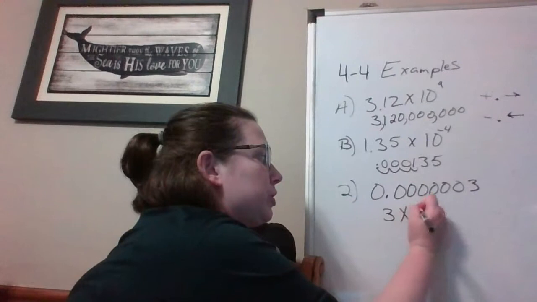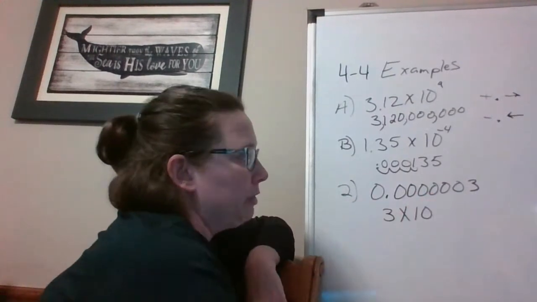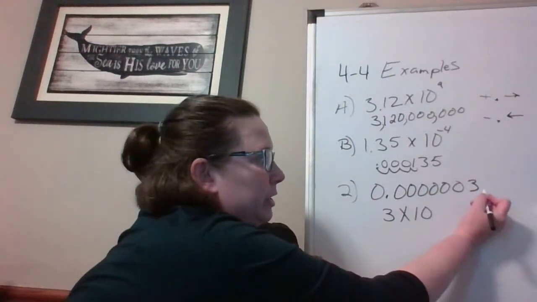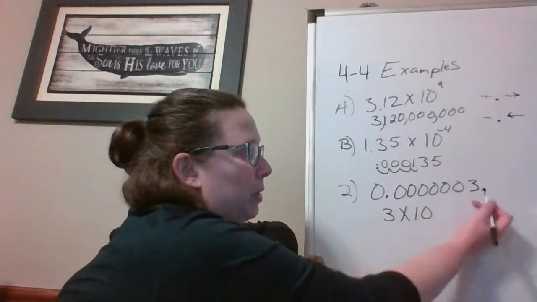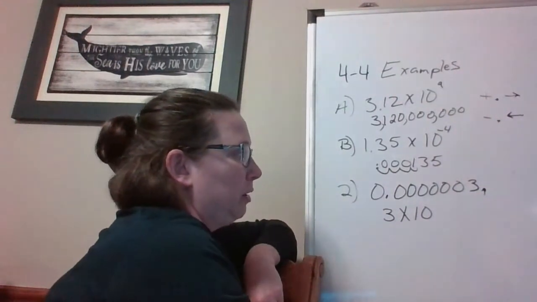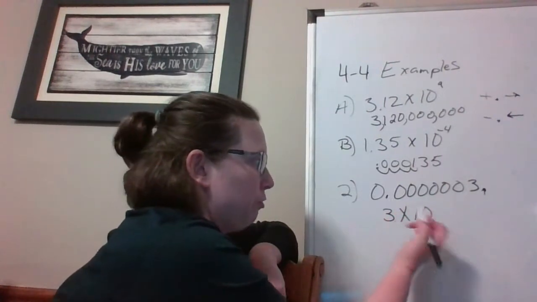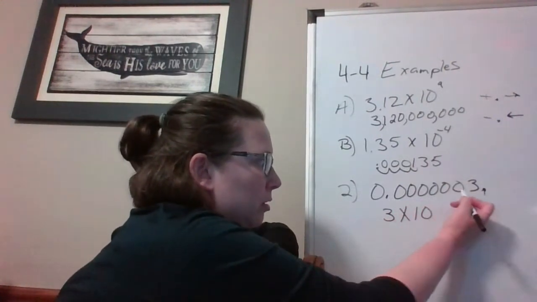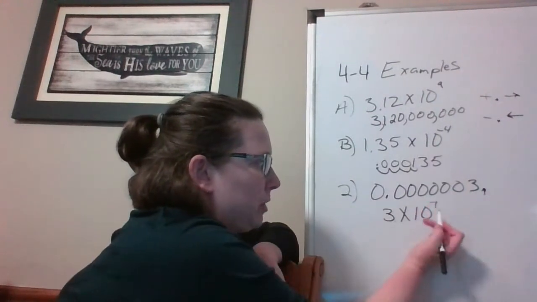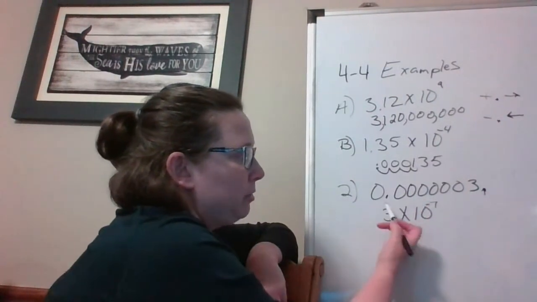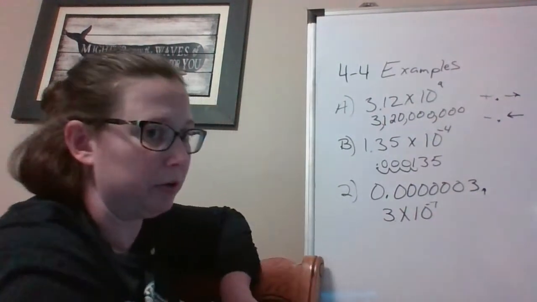So when we change this into scientific notation, we're moving the decimal right here behind the 3 because that's where we need it to land. So we simply count how many places did we move that decimal, and we moved it 7. It's going to be a -7 because we're talking about a really little number, a decimal.